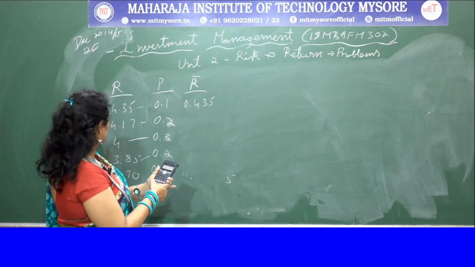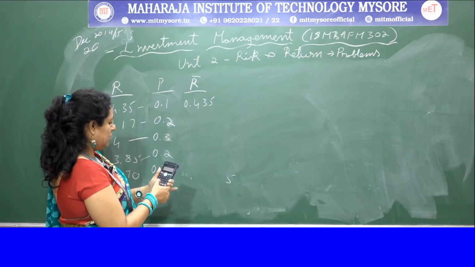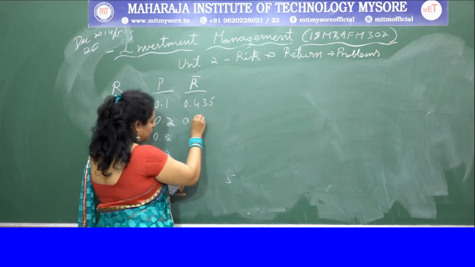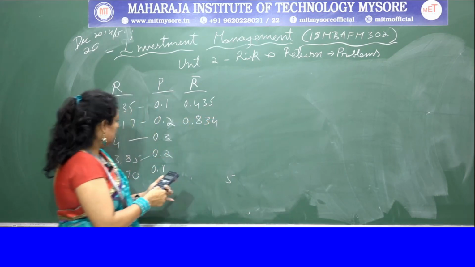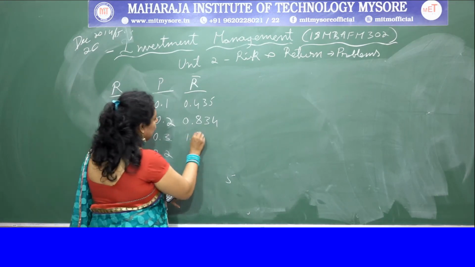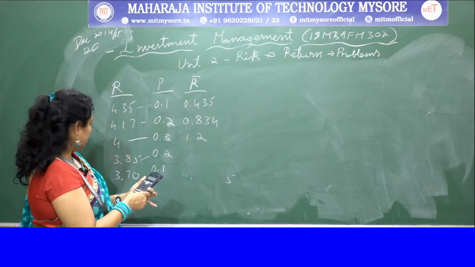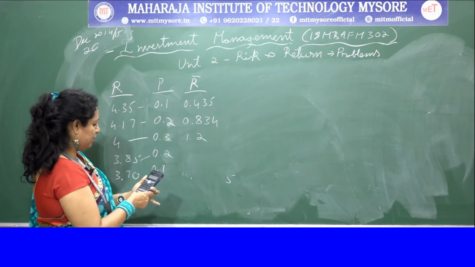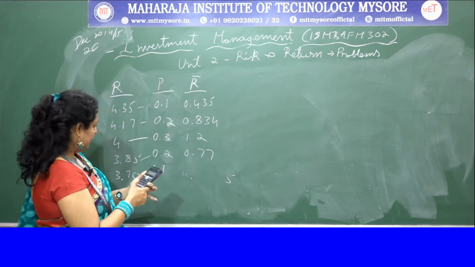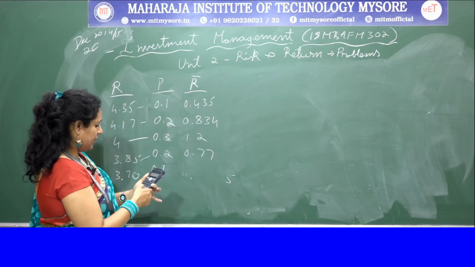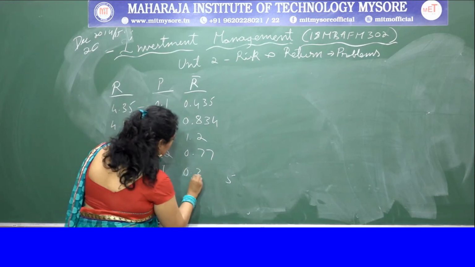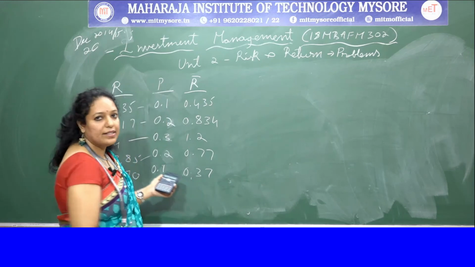From the second one we have to do 4.17 into 0.2. You get 0.834. Then 4 into 0.3 you get 1.2. Then 3.85 into 0.2 you get 0.77. Then last one 3.7 into 0.1 you get 0.37. Okay, this is the answer you get.